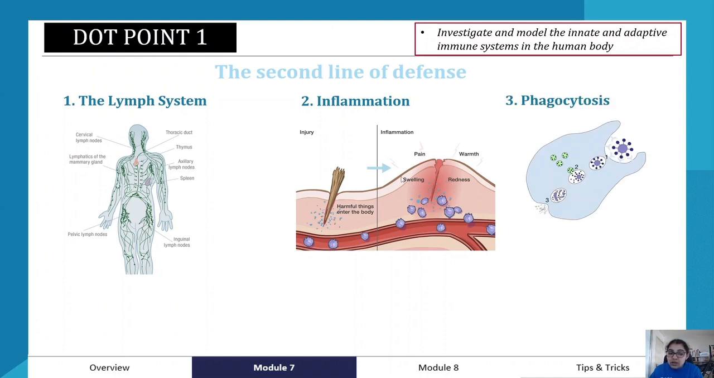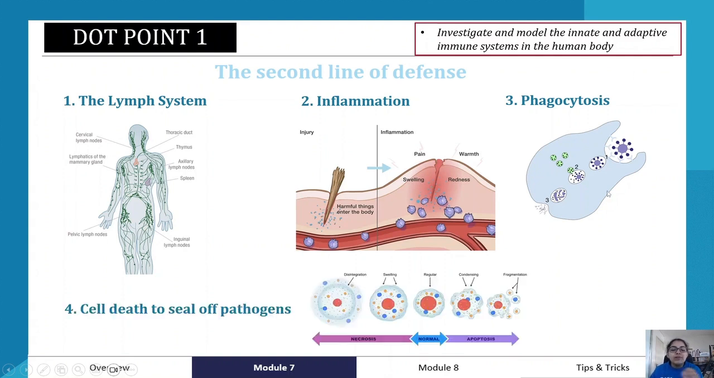Phagocytosis is also another example. This is where specific cells see a bacteria and engulf it, and then using lysosomes they dissolve and kill the bacteria off and then secrete it out. That's phagocytosis. Finally, cell death to seal off pathogens.